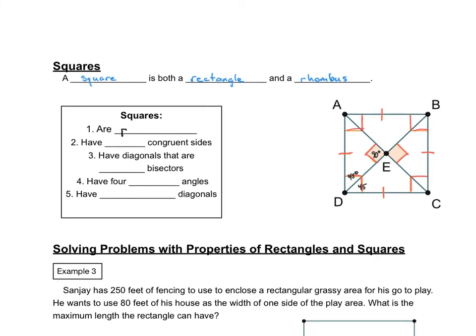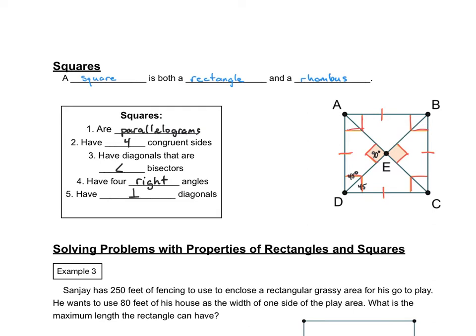So, of course, they are parallelograms. They have four congruent sides. They have diagonals that are perpendicular bisectors. They have four right angles. And they have blank diagonals. What did we cover with that? They have congruent diagonals, right? Because that's part of a rhombus and a rectangle. They have congruent diagonals. And if I do some modifications here, the diagonals are going to be angle bisectors, and then we have perpendicular diagonals.